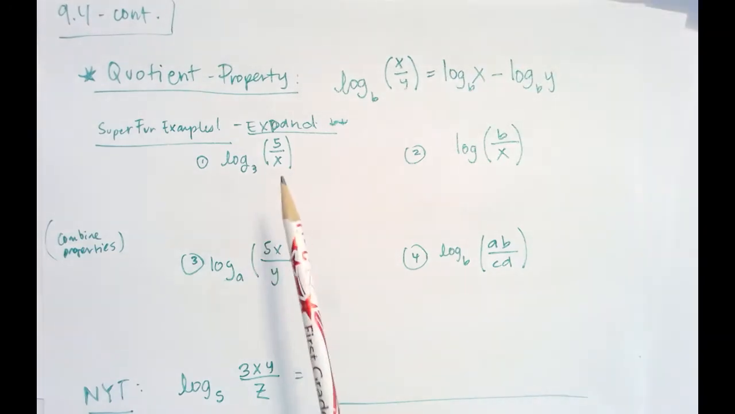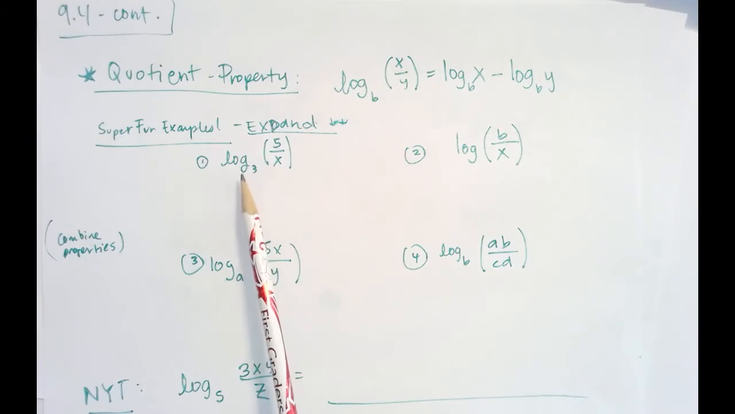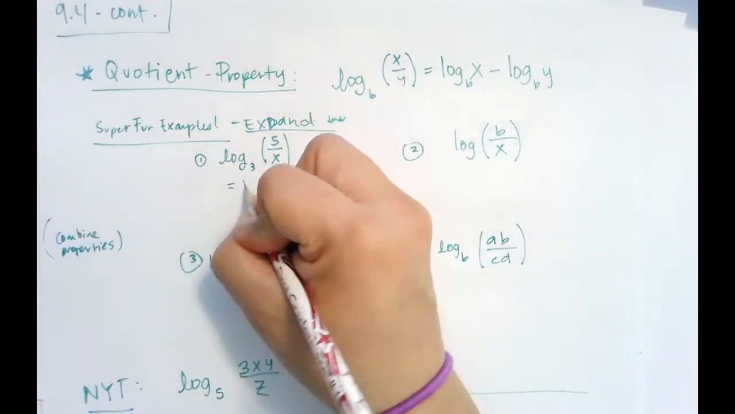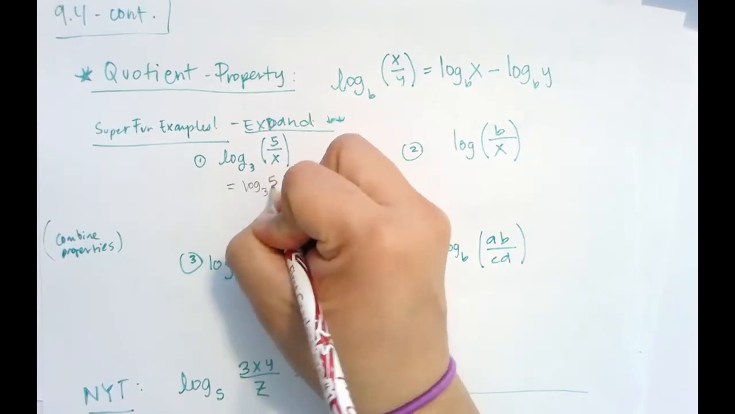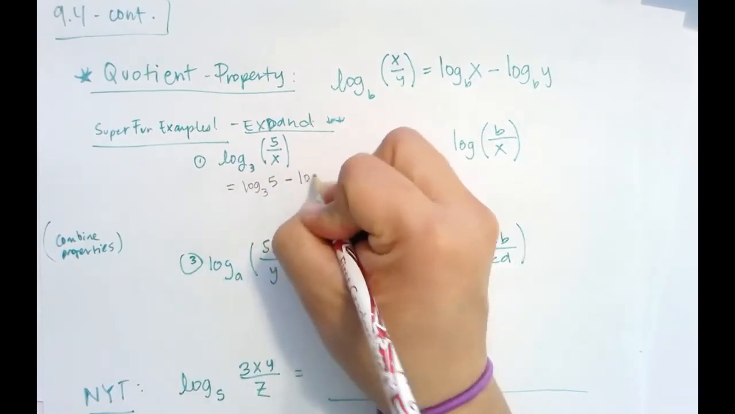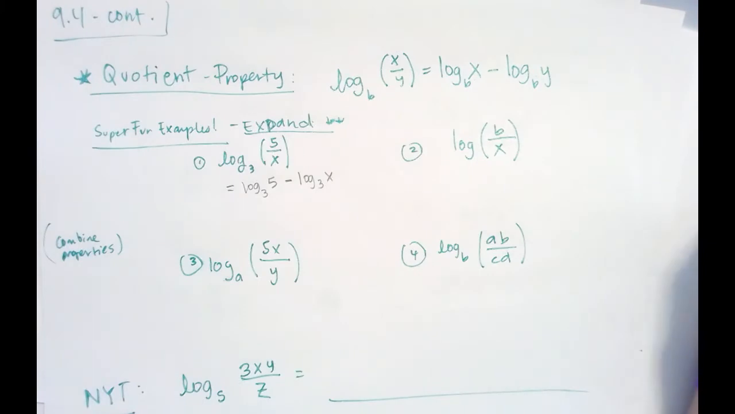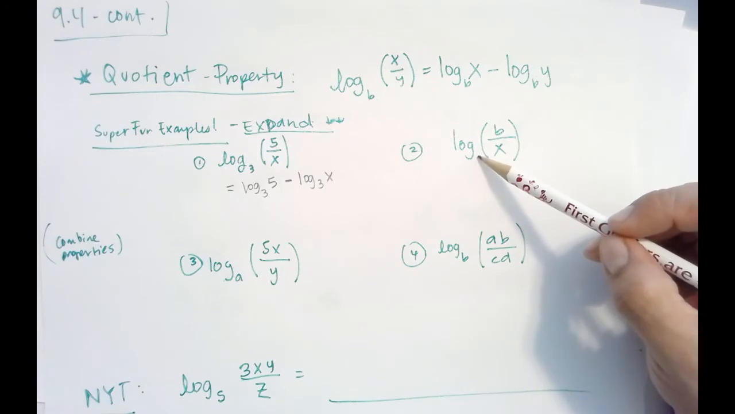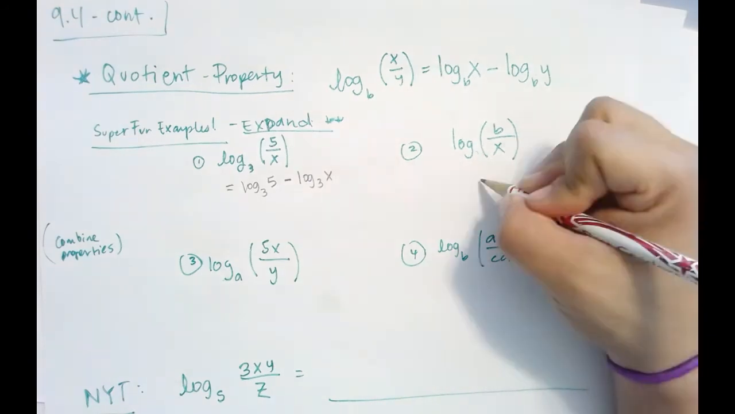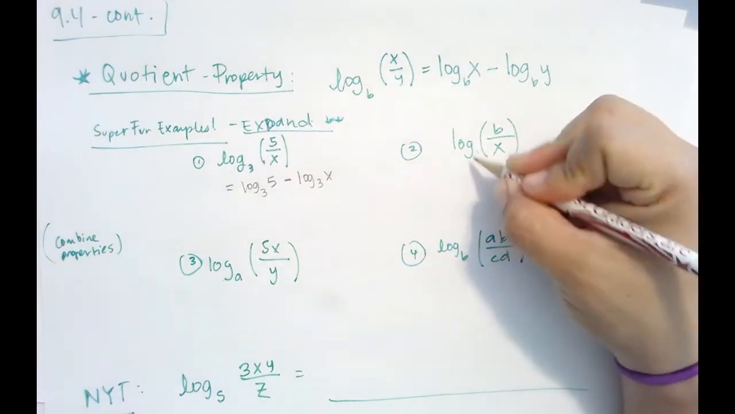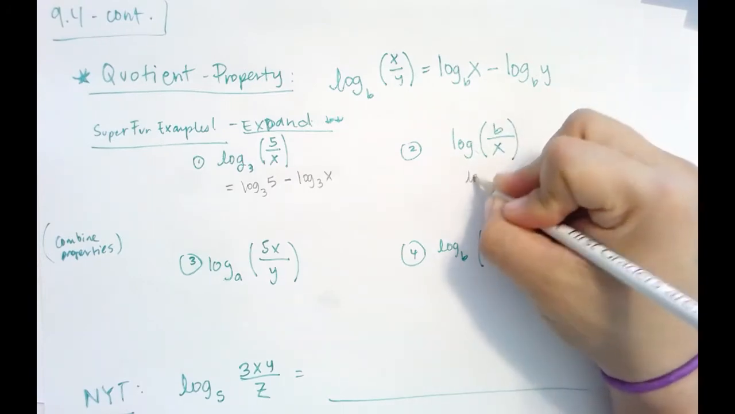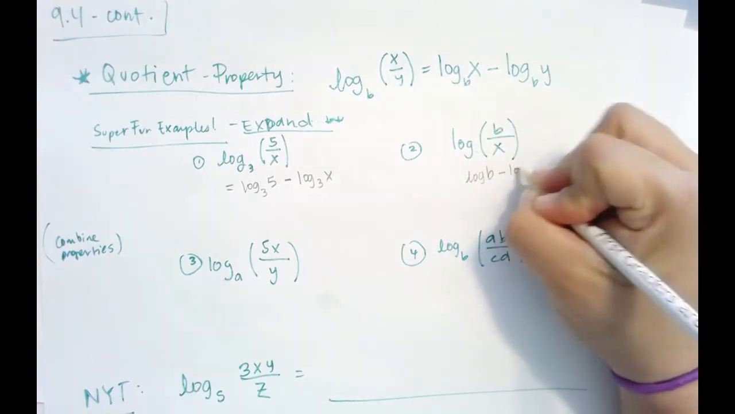So let's do an example. Suppose you have log base 3 of 5 over x. You can rewrite that as log base 3 of 5 minus the denominator, which is log base 3 of x. Okay, so let's try the second one. So log, this is an invisible base 10, okay? So log of b over x can be written as log of b minus log of x.